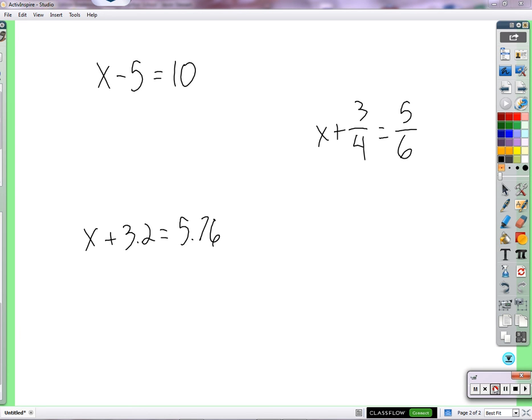Okay, so I have x minus 5 is equal to 10. Let me show you what that would look like. The problem with this is I can't make this as heavy as it needs to be. X.